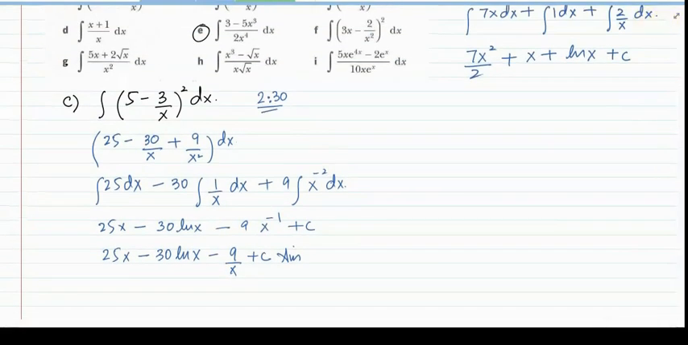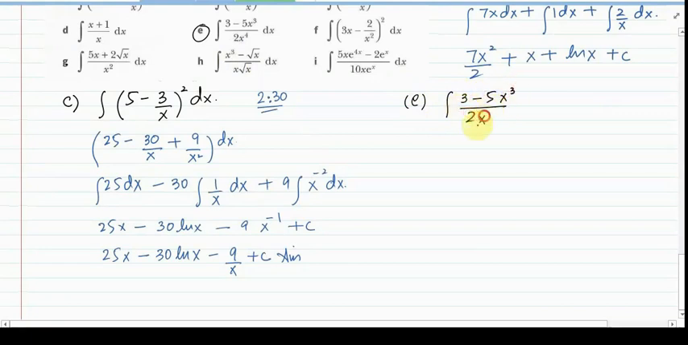And after that, after part C, moving towards part E here. Part E, it says integral of 3 minus 5x cubed divided by 2x4 dx. You can attempt this part with the help of separation of LCM. So first you need to give it a try. Time is 3 minutes, so start.